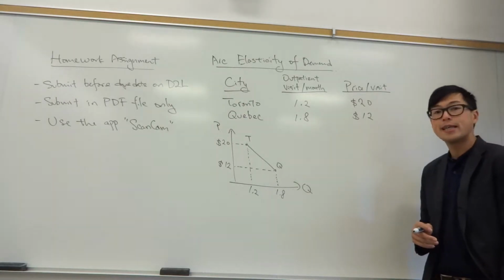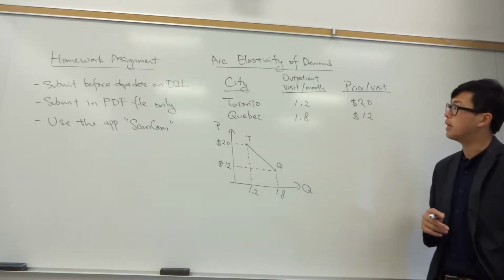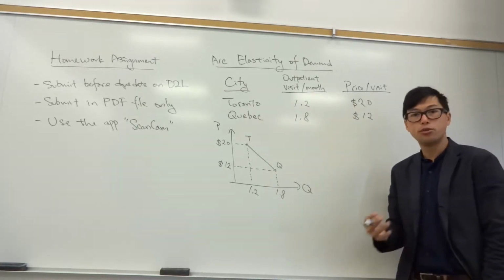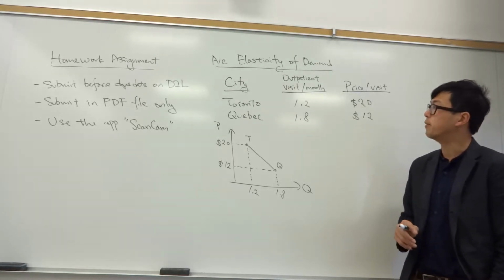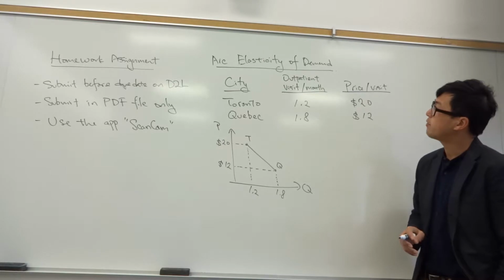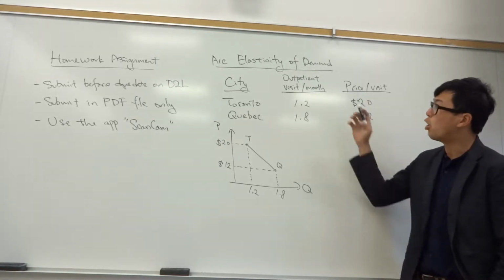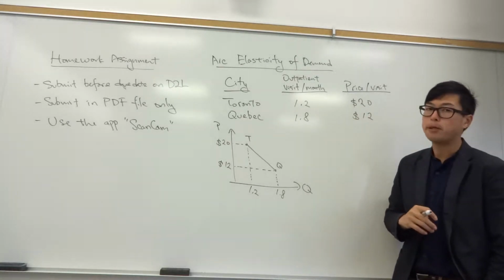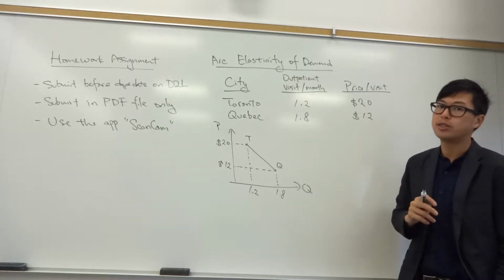Sometimes we might get data from different countries. For example, in this example here, we're getting some data from the city of Toronto and the city of Quebec. Both cities are located in Canada, and we have data regarding the quantity of services, which is the outpatient visits per month for the general population living in both cities, and also the price per visit in those cities.